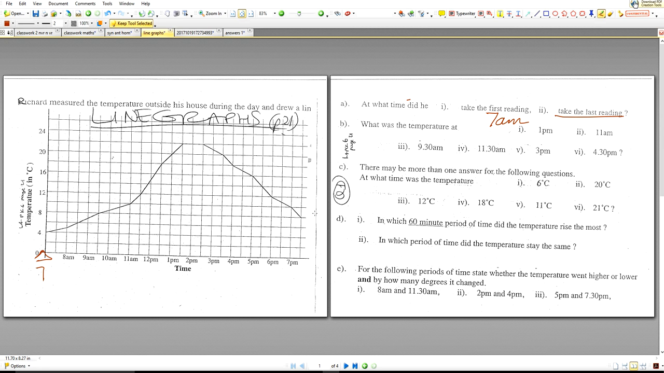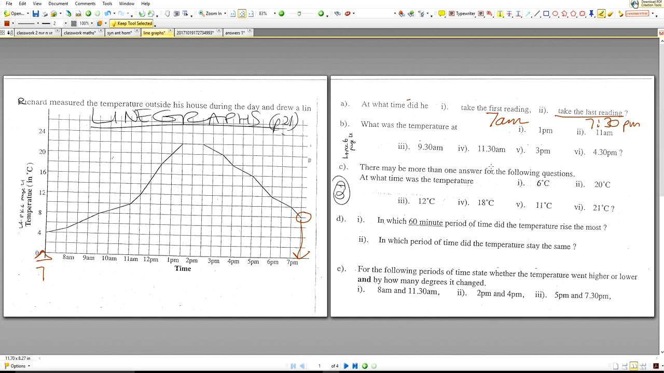What time did you take the last reading? The last reading was done, which corresponds to, so that gives you 7:30 p.m. because that's 7 o'clock here, it's halfway across. So that's 7:30 p.m. So we're just doing some of the easy questions first.